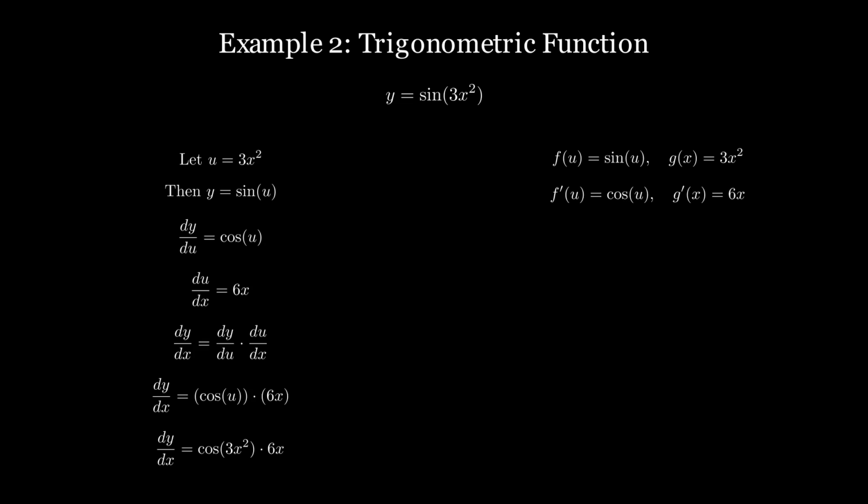First, take the derivative of the outer function sine, which is cosine. Critically, we keep the original inner function, 3x squared, inside the cosine. Then we multiply this by the derivative of the inner function, which is 6x. Again, we arrive at the same answer. Practicing this direct method is key to becoming fluent with the chain rule.